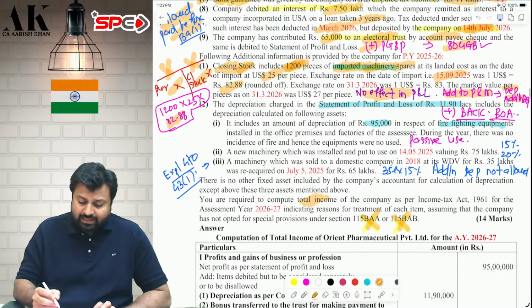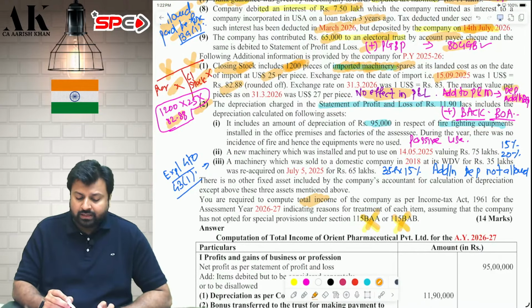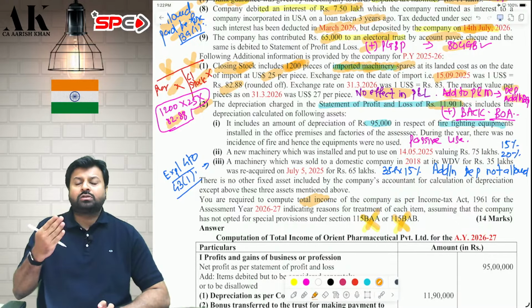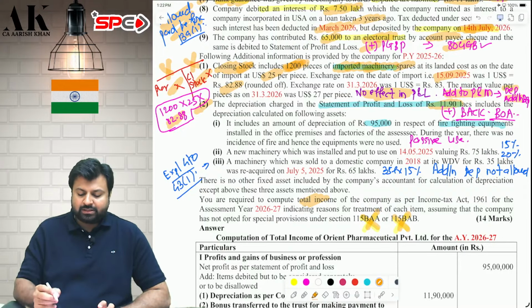Now apart from that, the adjustment number 2 in the additional information. The depreciation charge in the statement of P&L is 11.9 lakhs. So this is your depreciation as per accounts. So add back this and then take depreciation as per tax.